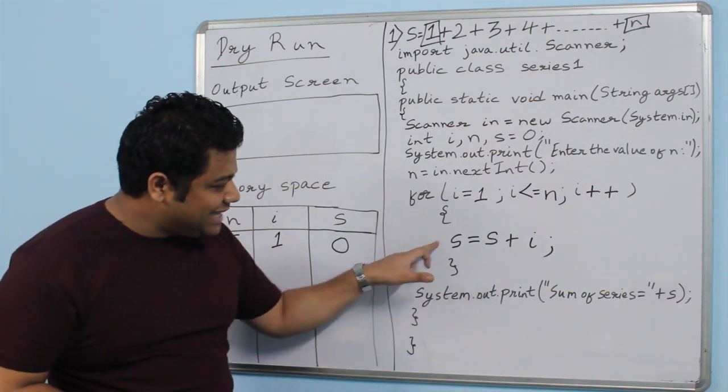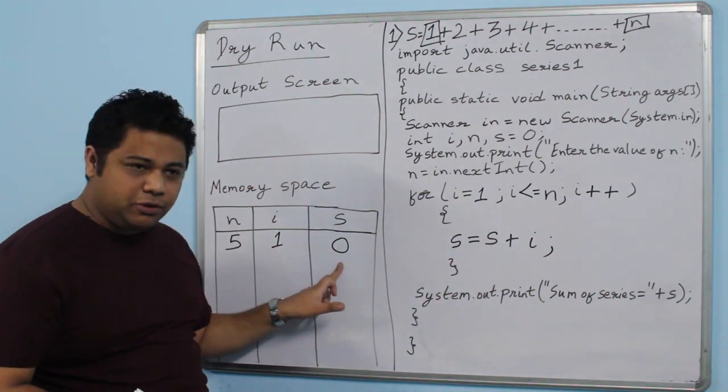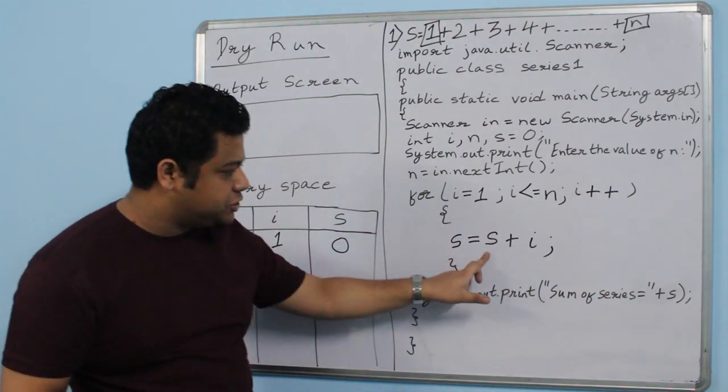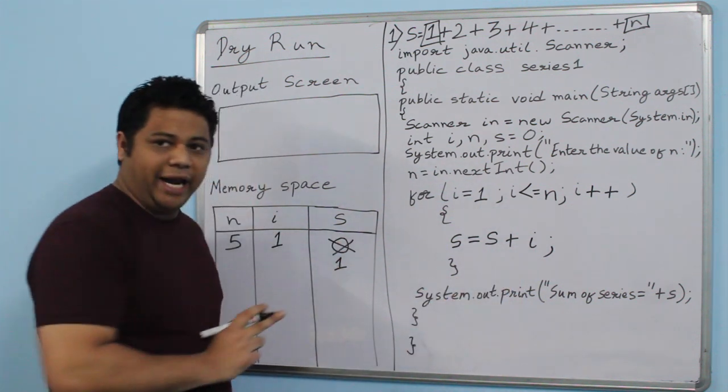Now inside the loop we have S equals S plus I. So S equals S means 0, 0 plus I means 1. So 0 plus 1 equals 1. So the new value of S will become 1.